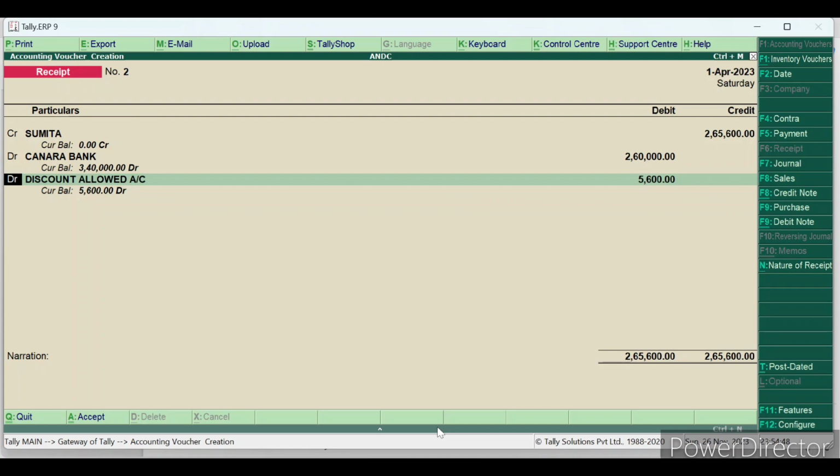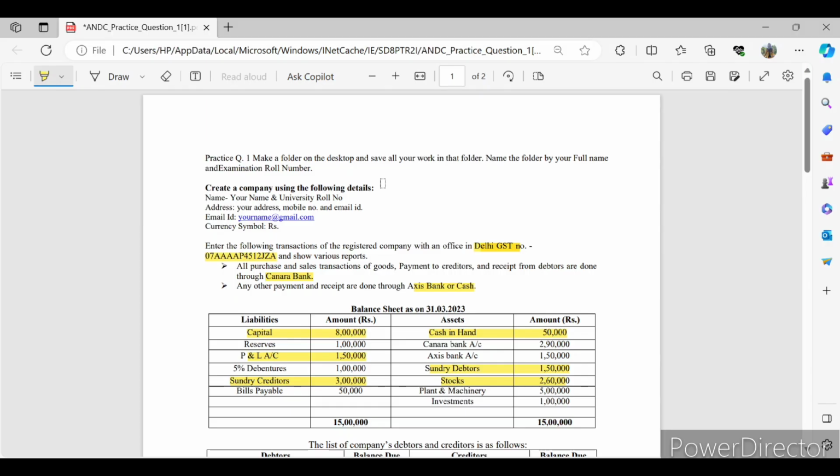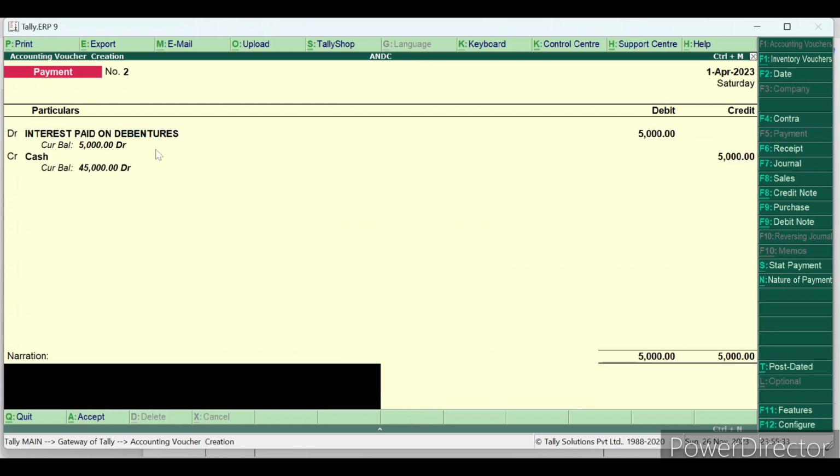The next, interest paid on debenture through cash. It's a payment voucher, again F5. Interest is what we are paying. So interest paid on debentures account to cash account. Cash is going out and we are paying the debenture interest. Since the debentures are 5% debentures of 1 lakh, we will pay 5,000 in cash. You have to prepare the interest account, and the indirect expense account will be on the account.